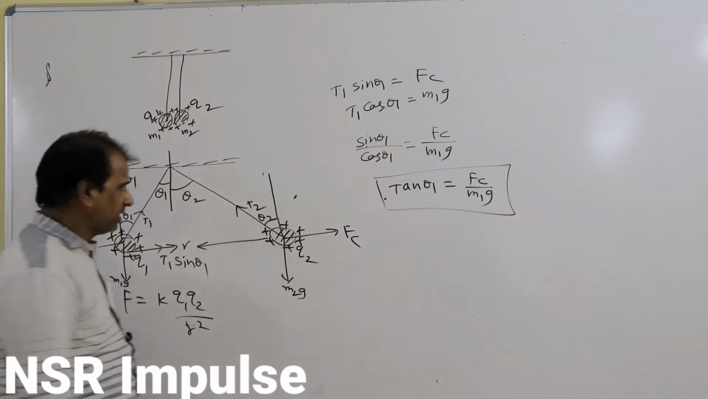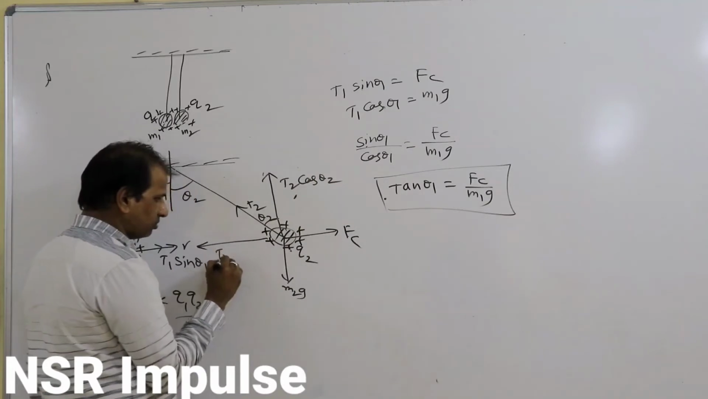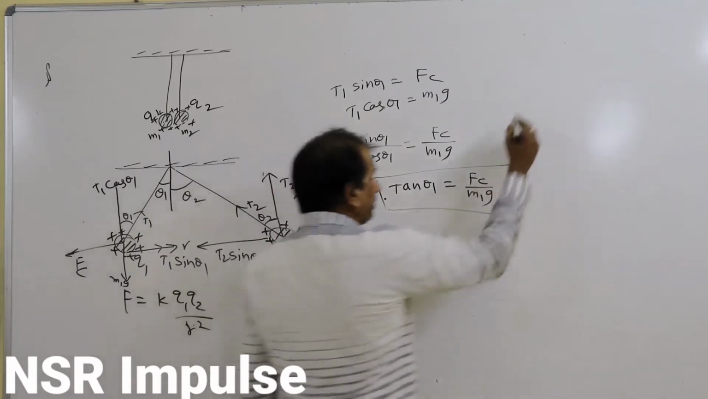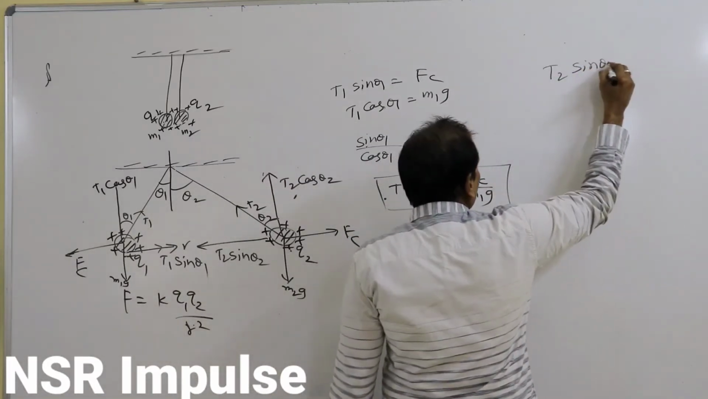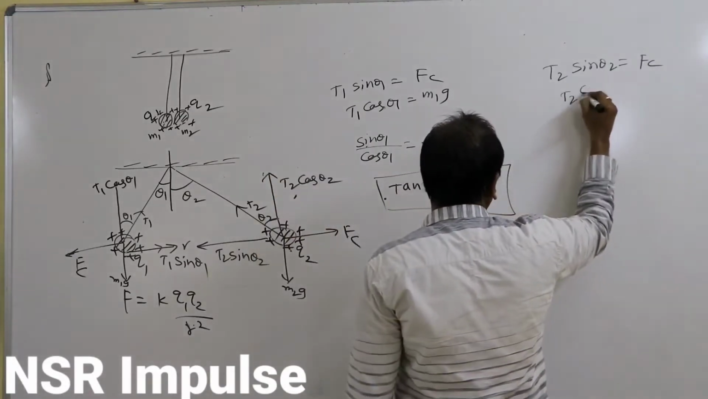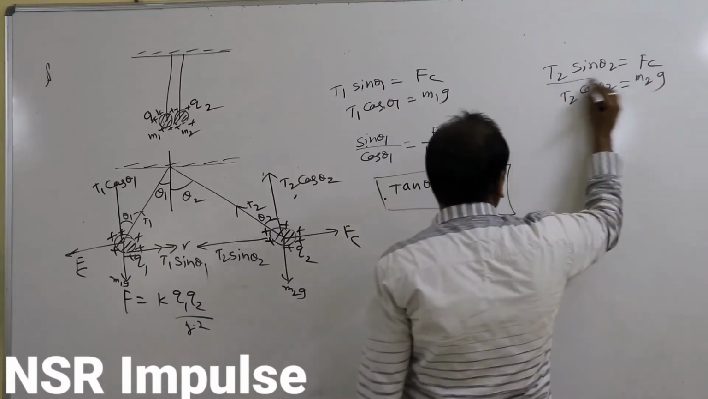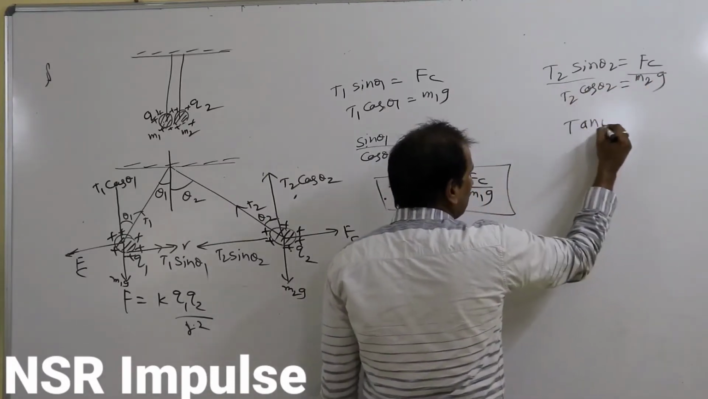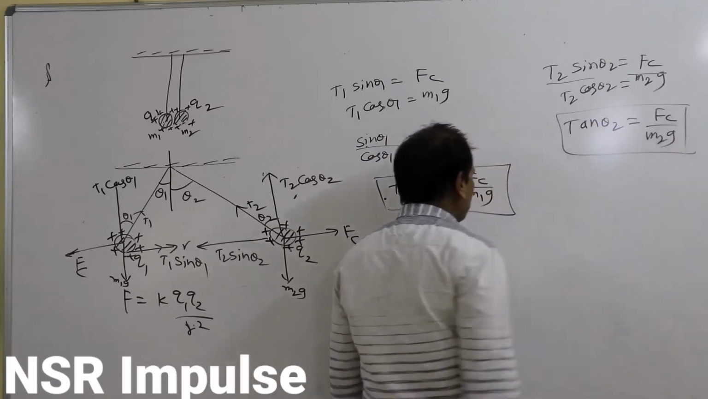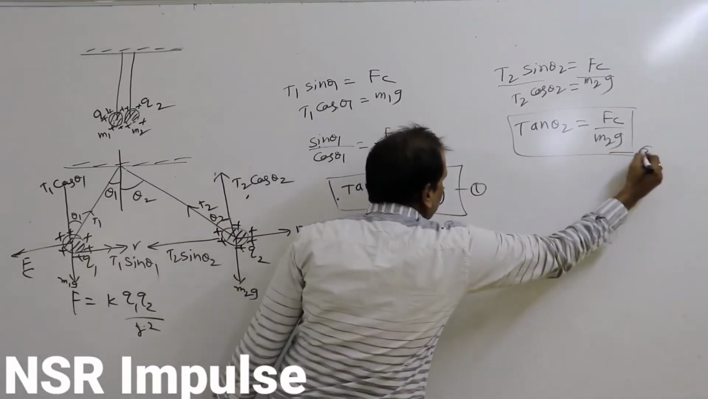Now coming to this one here. T2 cos theta 2, T2 sin theta 2. T2 sin theta 2 is equal to the Coulombic force. T2 cos theta 2 is equal to m2g. Both got divided. Tan theta 2 is equal to Fc by m2g. This is the first equation and this is the second equation.